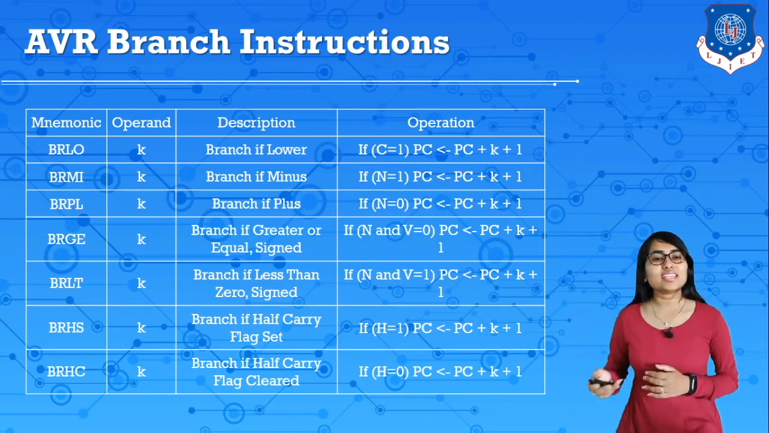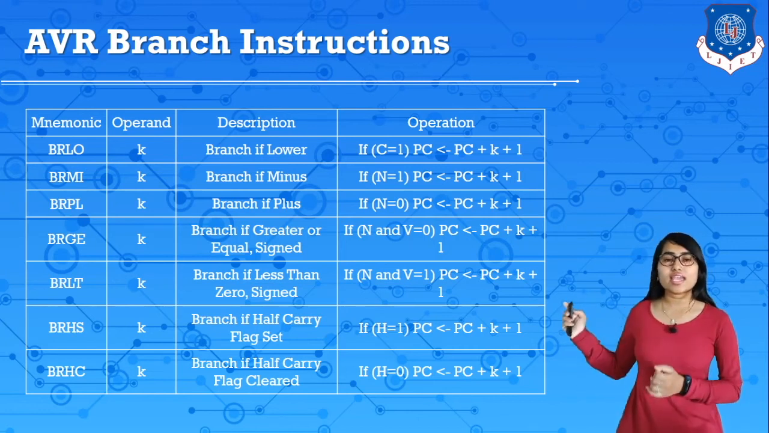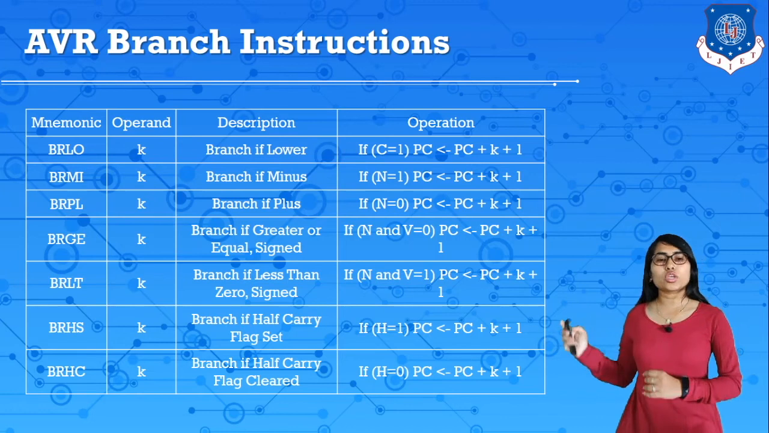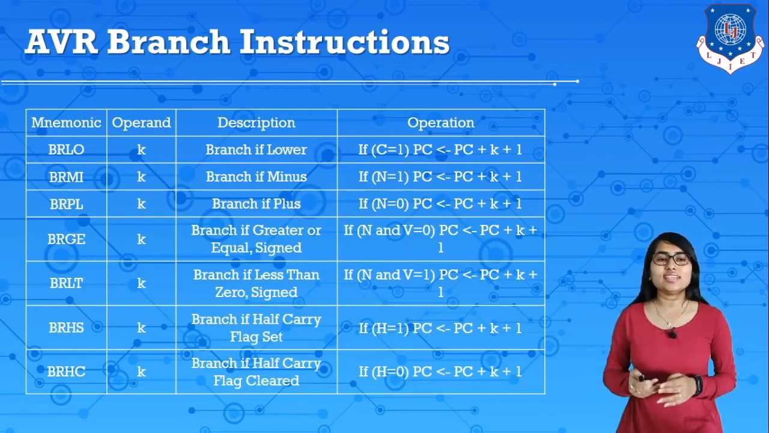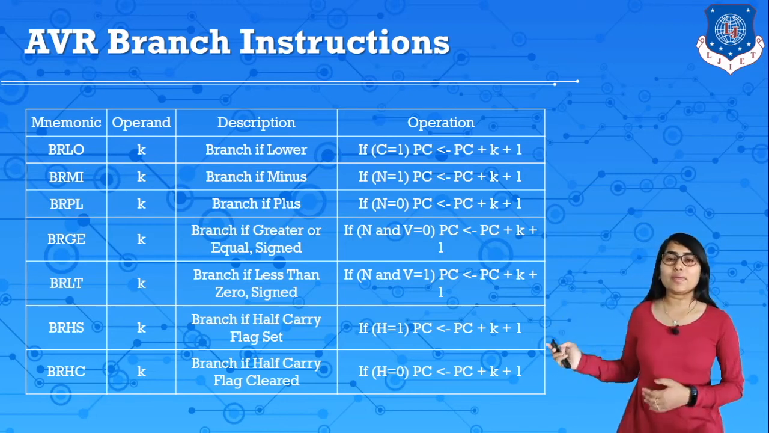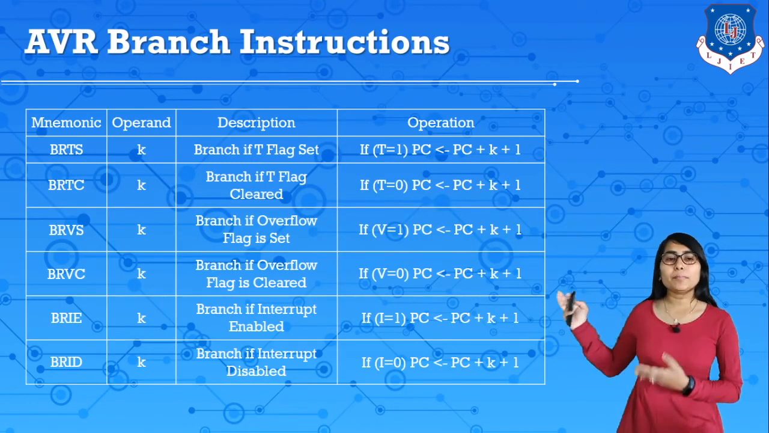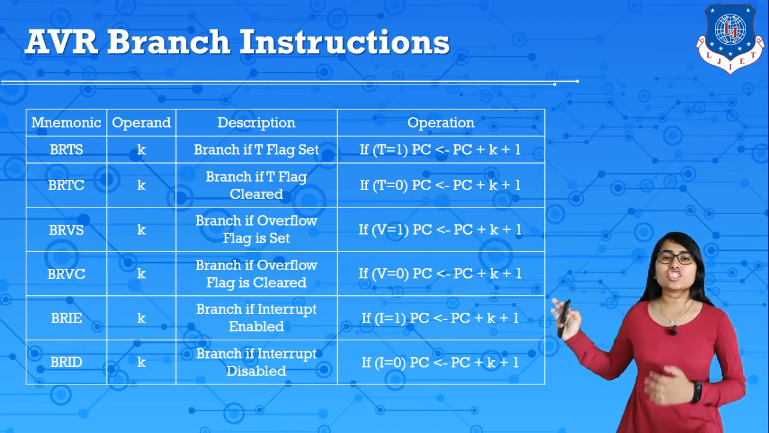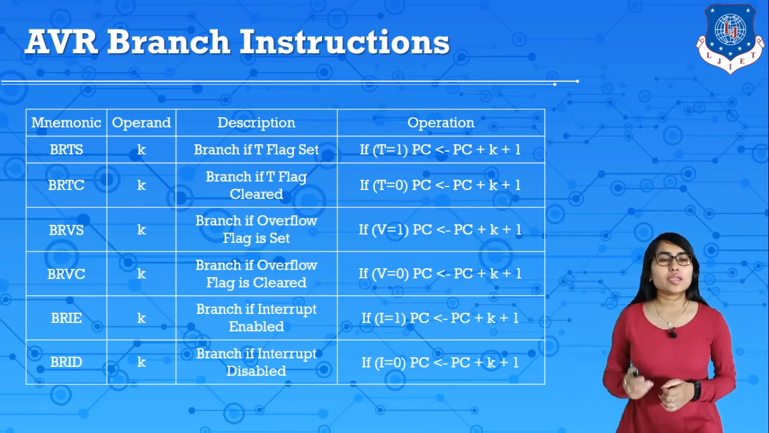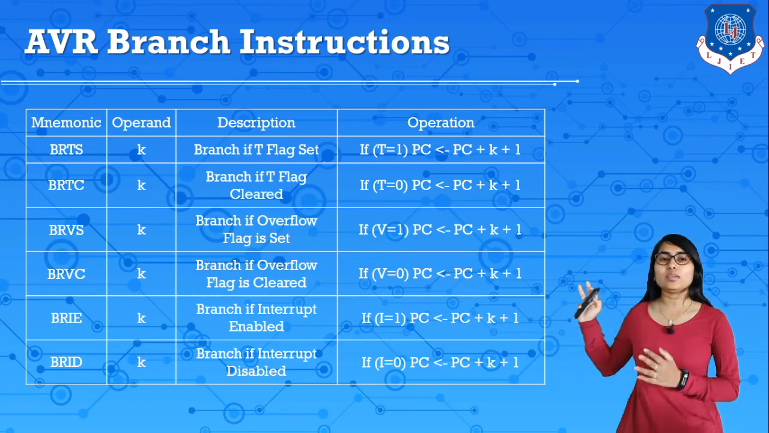Now BRHS, that means branch if half carry flag set, that means if H equals 1, then jump to this location, and if the half carry flag is clear, for that BRHC. So if H equals 0, then jump to this location. Now next branch instructions are BRTS, that means branch if T flag is set. So if T equals 1, then jump to this location. Then BRTC, branch if T flag is clear. So if T equals 0, program counter is program counter plus K plus 1.